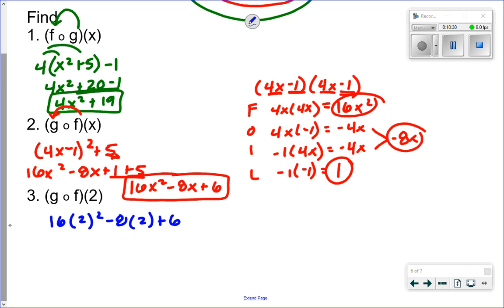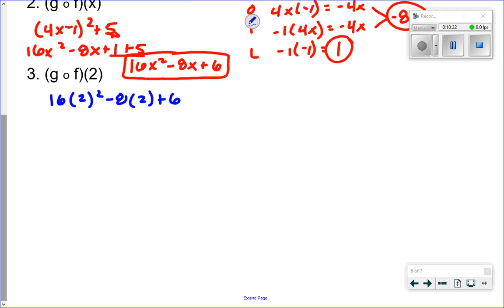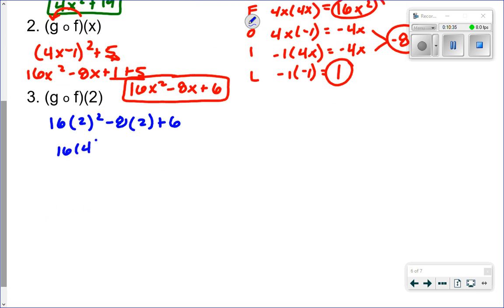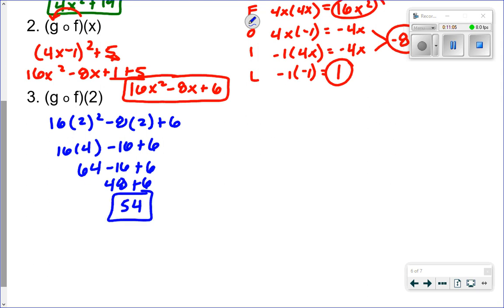Okay, start simplifying. 2 squared is 2 times 2, which is 4. Negative 8 times 2 is negative 16. 16 times 4 is 64. 64 minus 16 is 48. And 48 plus 6 is 54. So g of f of 2 is 54.